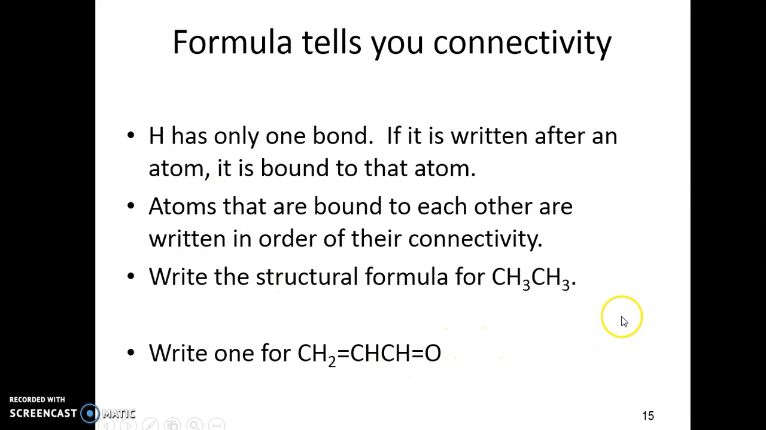So now what I want you to do is try to do this yourself. Draw out, this is a molecule called ethane, and I want you to draw out all the bonds in it in what we call the structural formula. And when you get through with that, go ahead and try to do this one also.